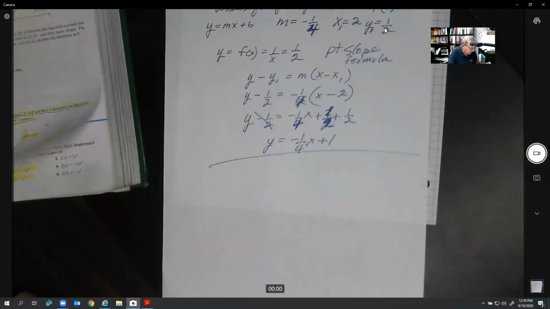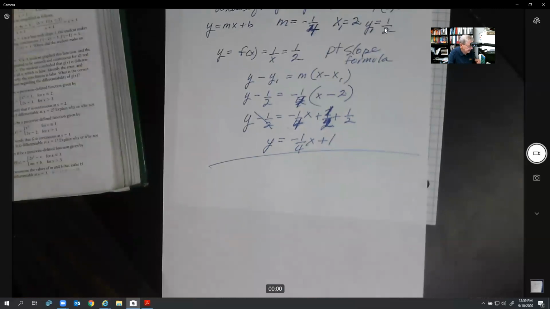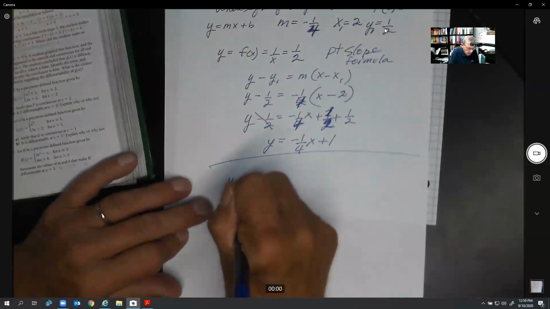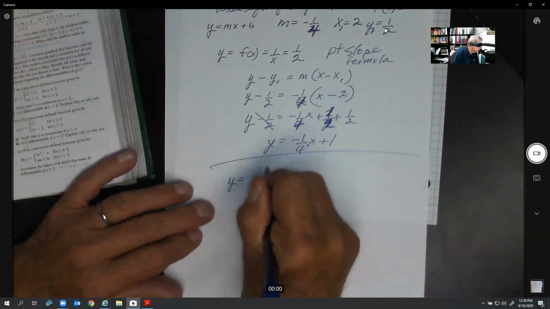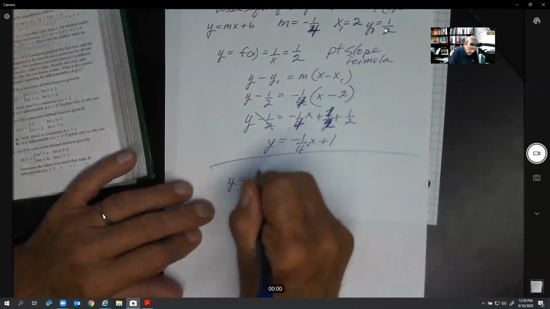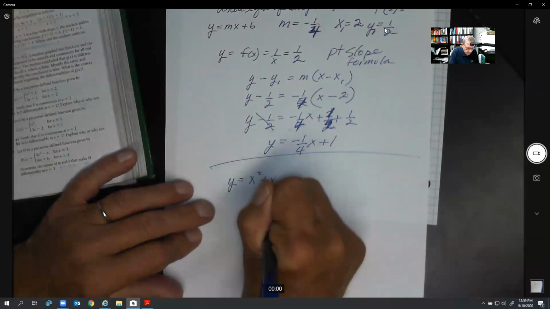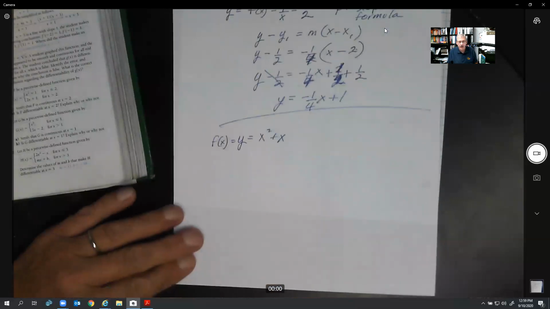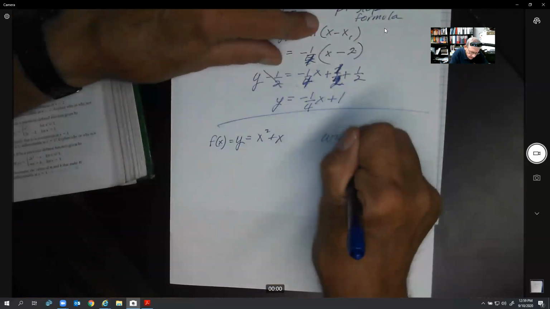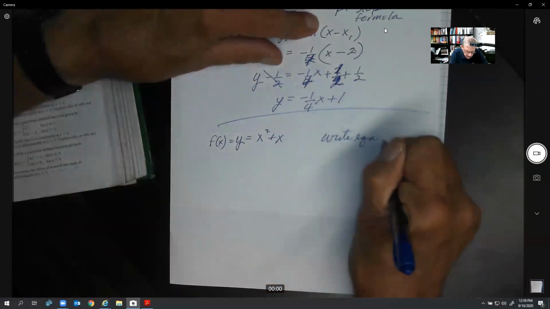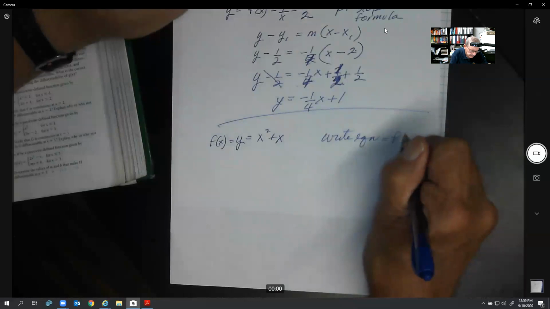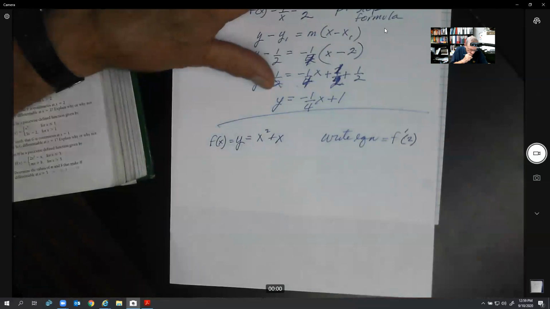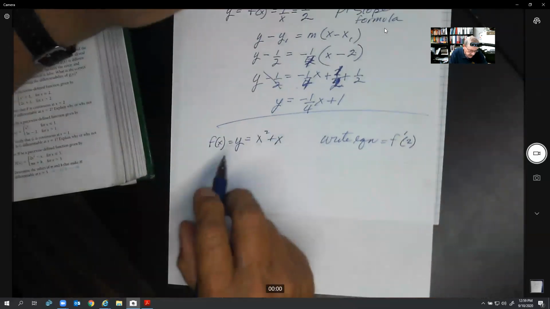Okay. Let me do one more. I kind of got cut off and I feel bad about it. And let's just grab one here. Let's say we had this equation: y equals x squared plus x, or function of x equals. Okay, and we are going to write the equation of the tangent line. And we want to do it at a certain point, let's do it when the derivative is 2. Do the same thing.